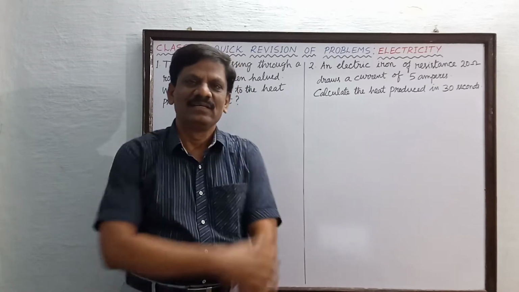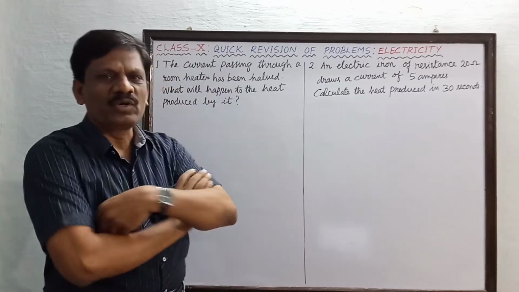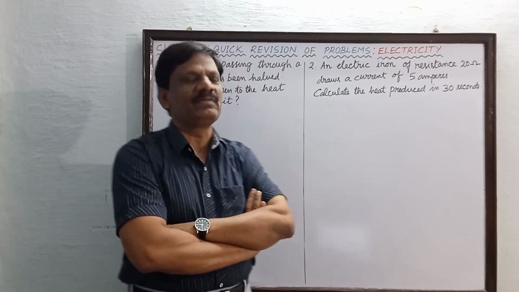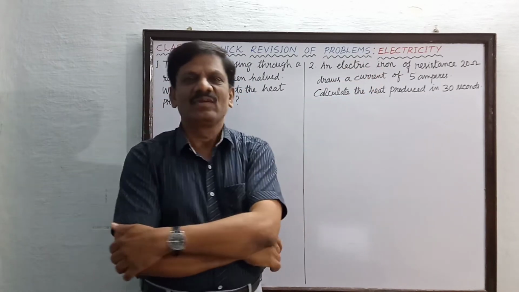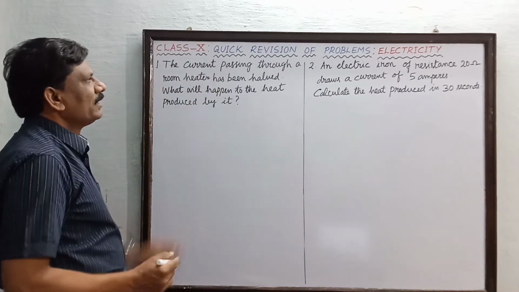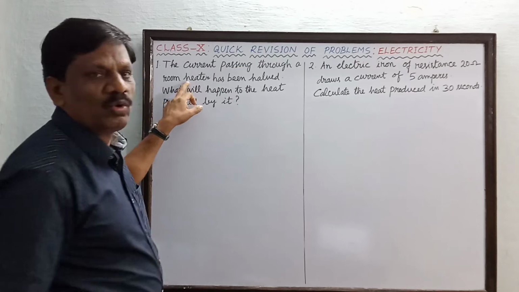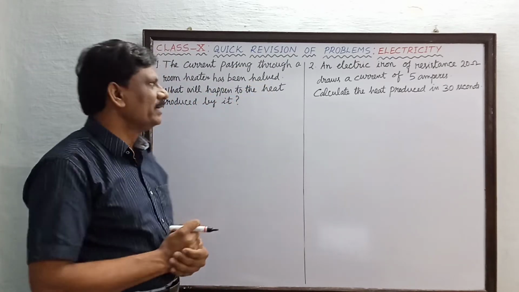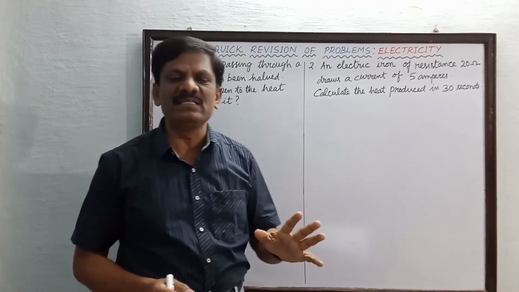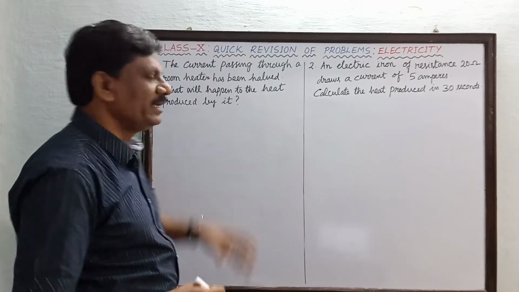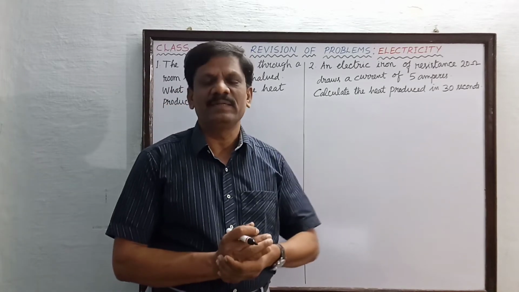Hi students, now we are going to have a quick revision of all kinds of numerical problems in the chapter electricity. Okay, so the first sum is: the current passing through a room heater has been halved. If I ampere is halved, it becomes I by 2. So what will happen to the heat produced by it?